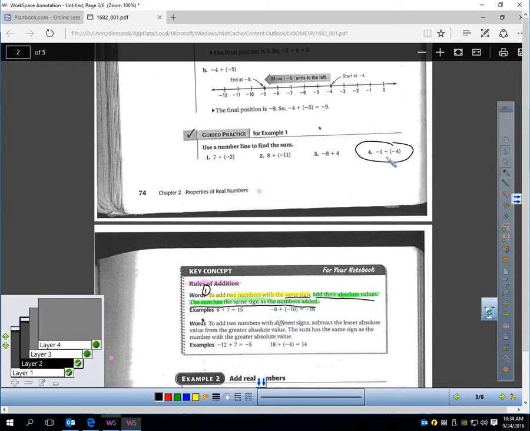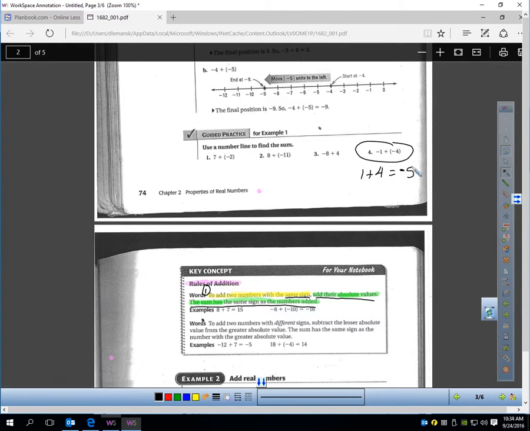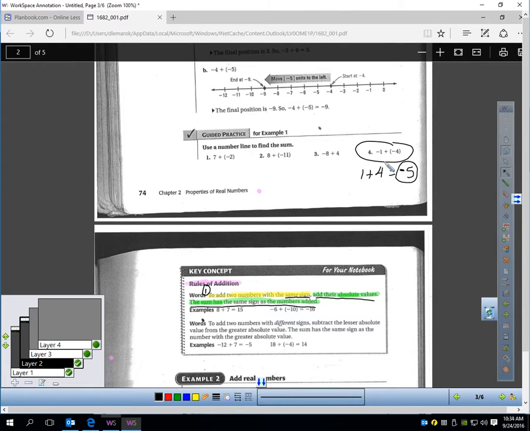Forget about the signs for a minute. Treat this like you have 1 and 4. Add 1 and 4. You get 5. Since the numbers in the problem were negative, that means the answer has to be negative. So the answer to this problem would be -5. That's what this is telling you. If the signs are the same, forget about the signs for a minute, add the numbers up, and put the sign in your answer of what signs the problem had to start.